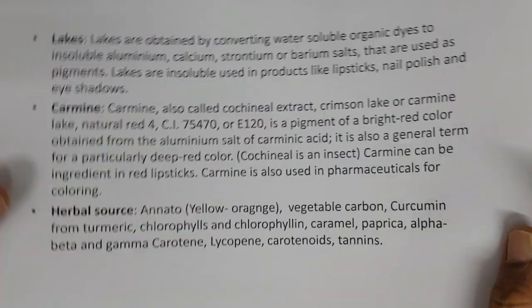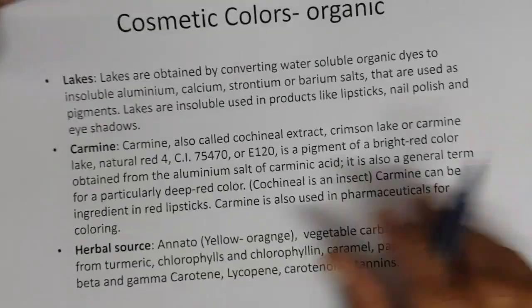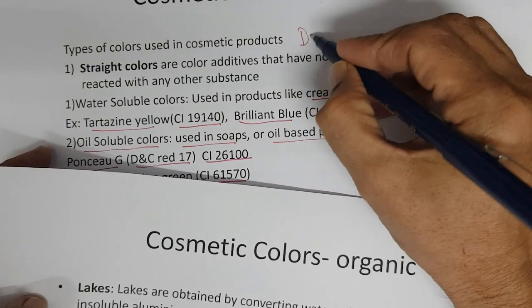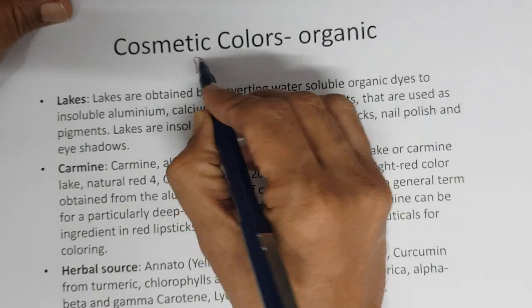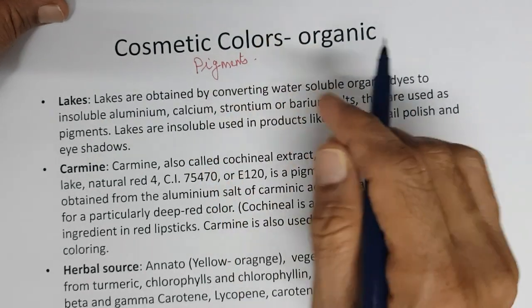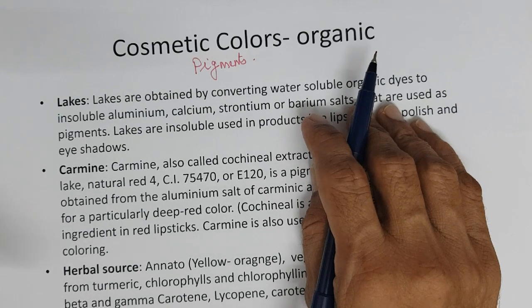Cosmetic colors, organic, which are first what we said, dyes. So these are dyes, right? These are dyes. These are pigments. Cosmetic colors, these are pigments. Dyes are soluble either in water or in oil. Pigments are not soluble, they are dispersible, right?